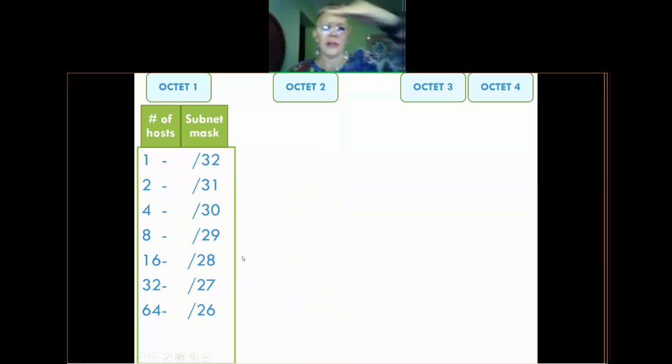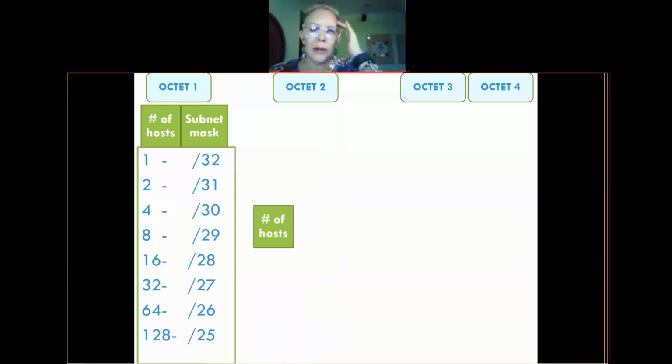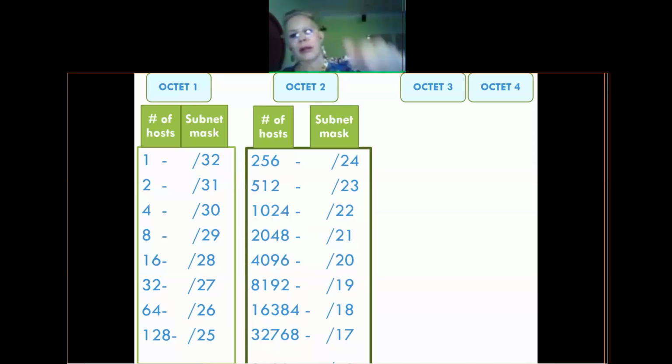And just line the subnet mask up with it, right? So here's the next one: 256, 512, 1024, 2048, 4096, 8192, and then you're writing down, just write it down. So I think in the videos I said to practice this, right?